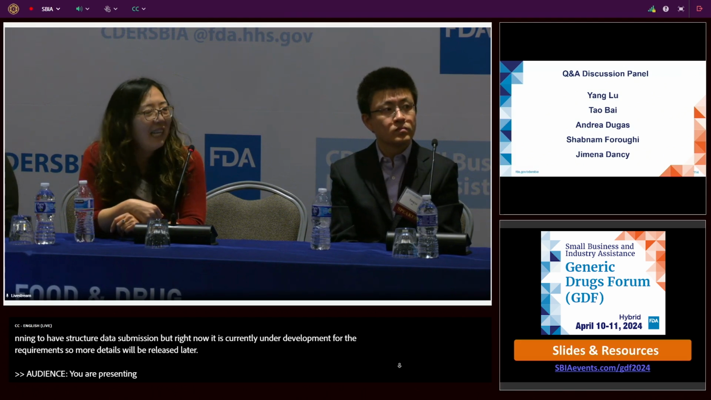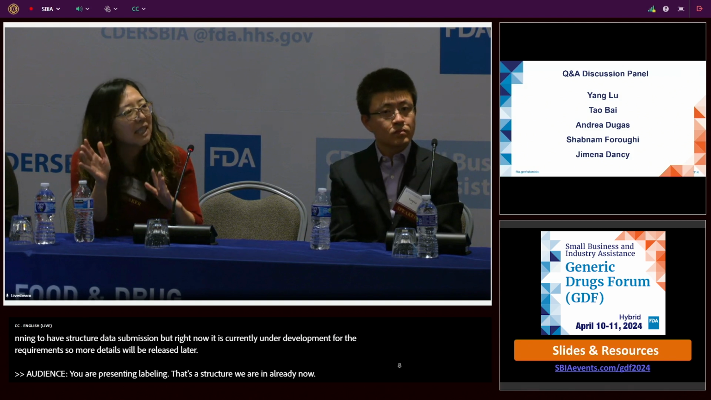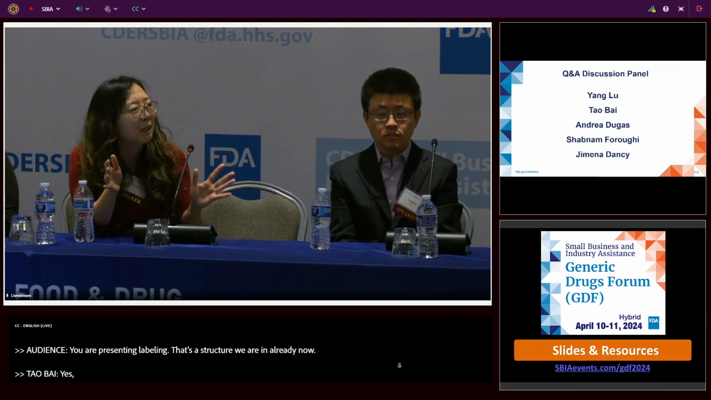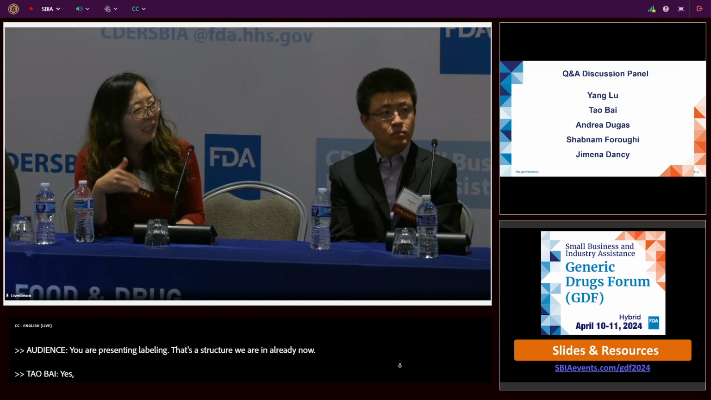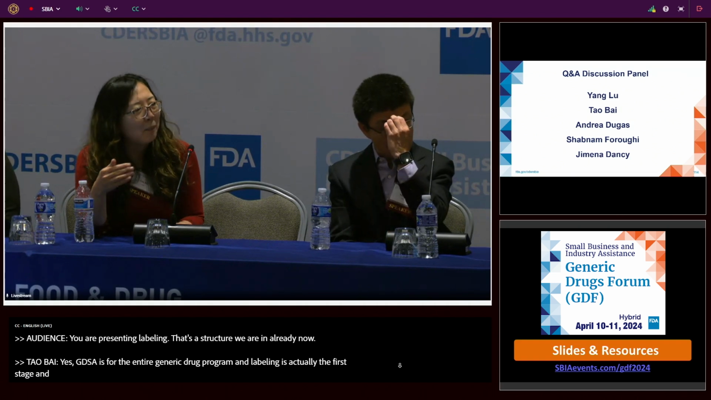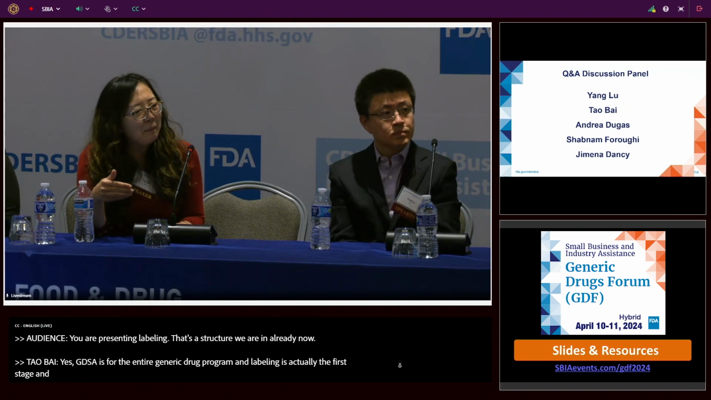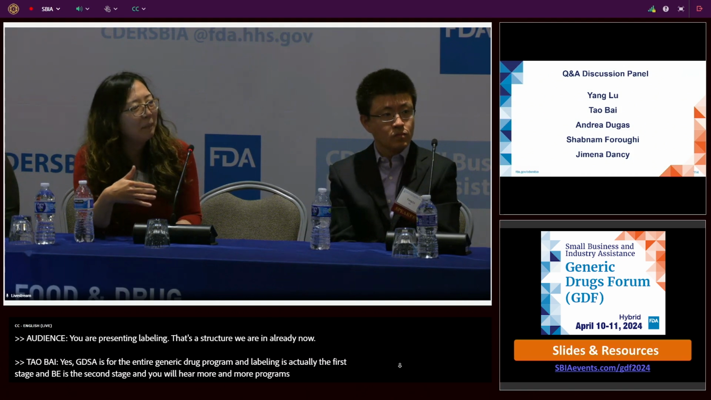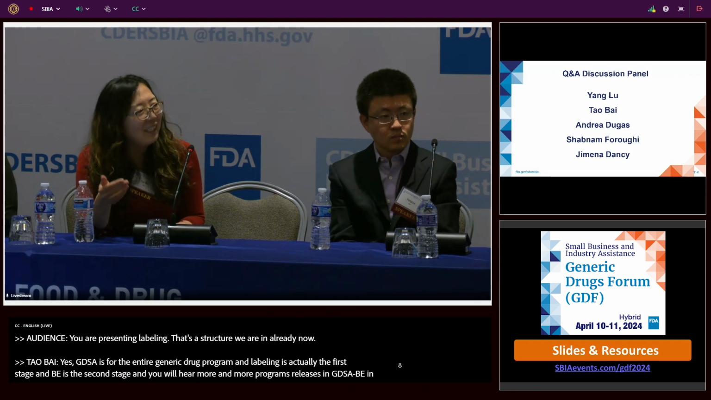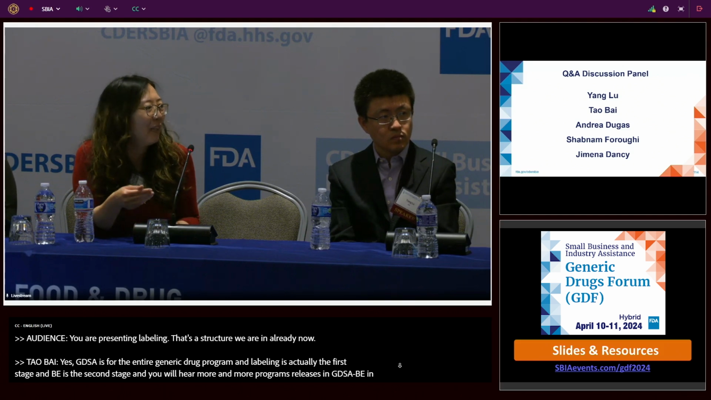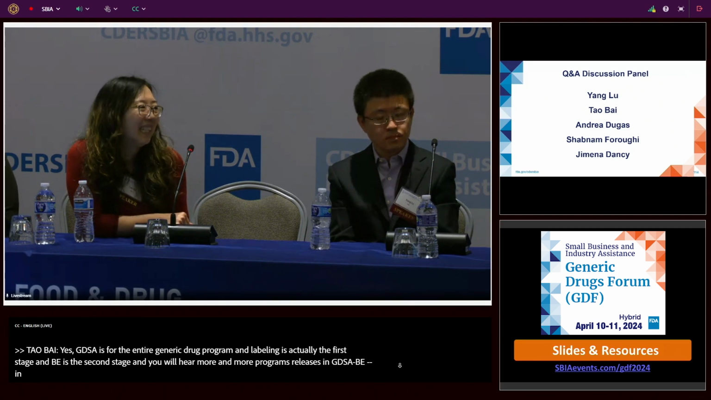Exactly. GDSA is the generic drug structure assessment for the entire generic drug program, and labeling is actually the first stage. And BE is the second stage. You're going to hear more and more programs and releases in GDSA-BE, and there'll be safety and filing later on in future days. So you're right, labeling is already in the structured stage. Yeah. Thank you. Thank you.